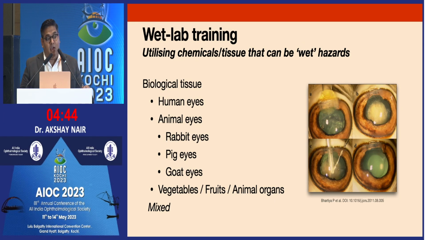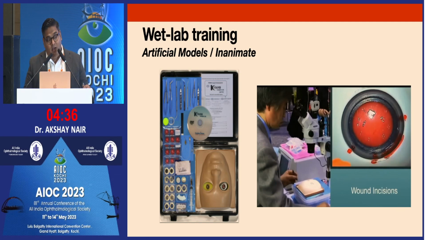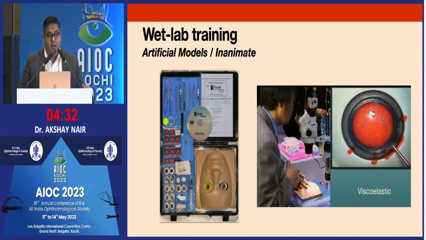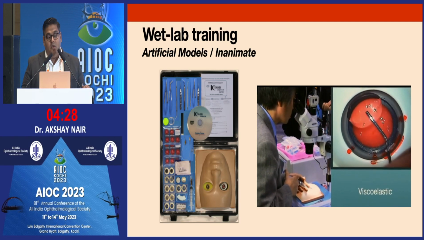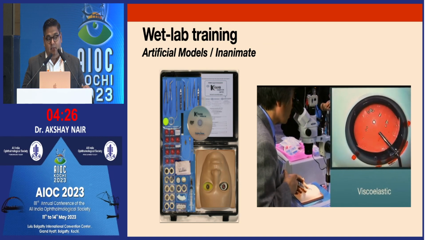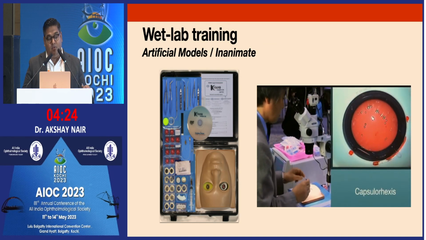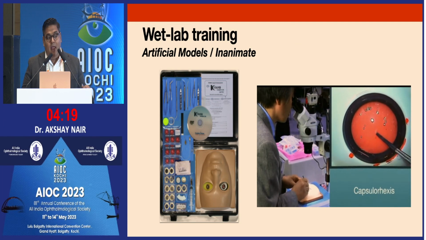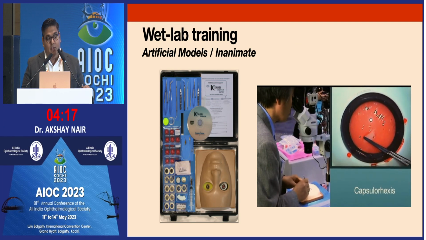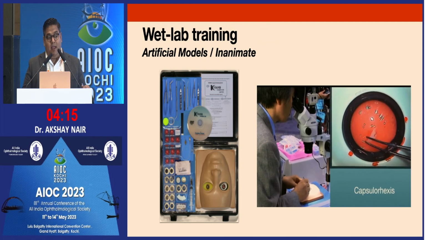This is a picture of how a goat's eye is microwaved for about 40 seconds, and then you can perform phaco on it because the cataract has been induced. You have artificial models which are inanimate, which are created to resemble the human eye, like an artificial chamber. This is the Kitaro wet eye set, where you can go in and inject viscoelastic, recreate a viscofilled anterior chamber, and they have a small cellophane tape like anterior capsule which can be used to practice capsulorhexis.